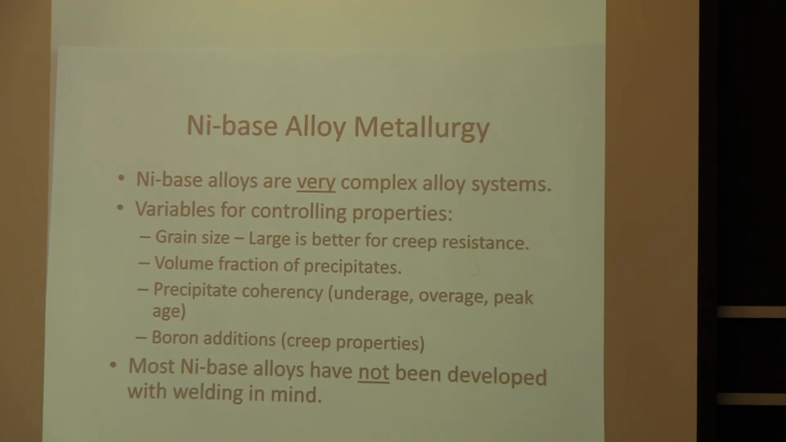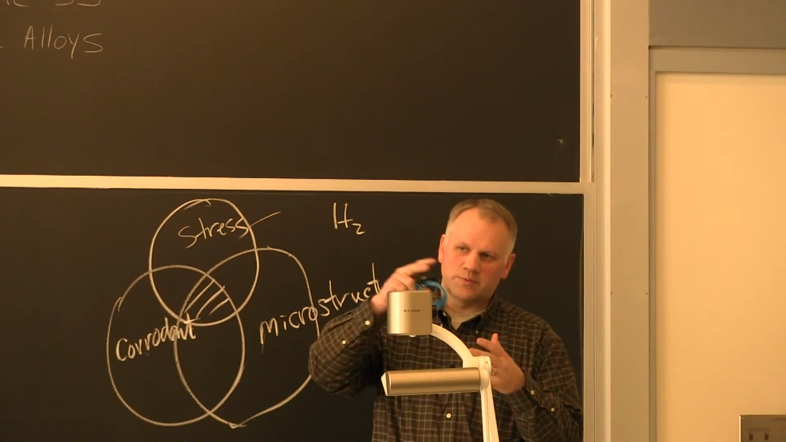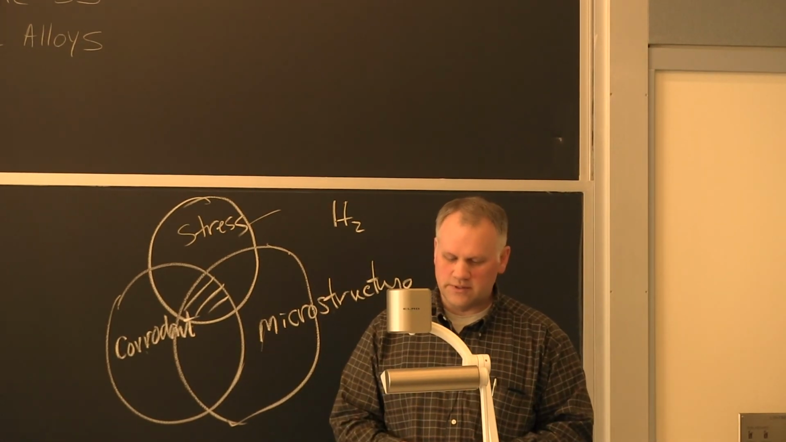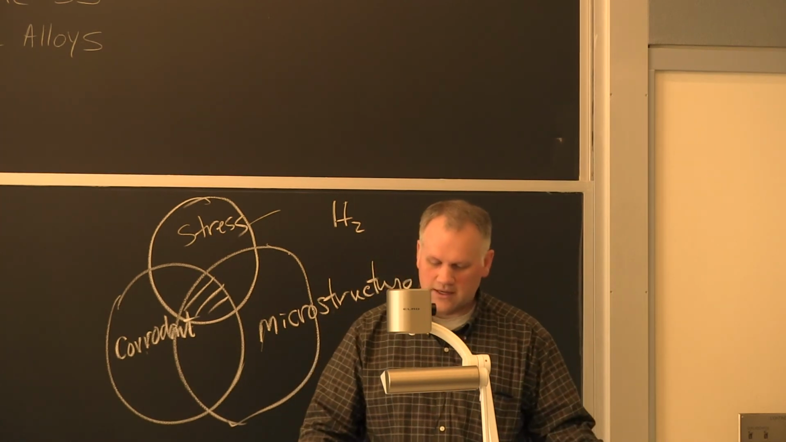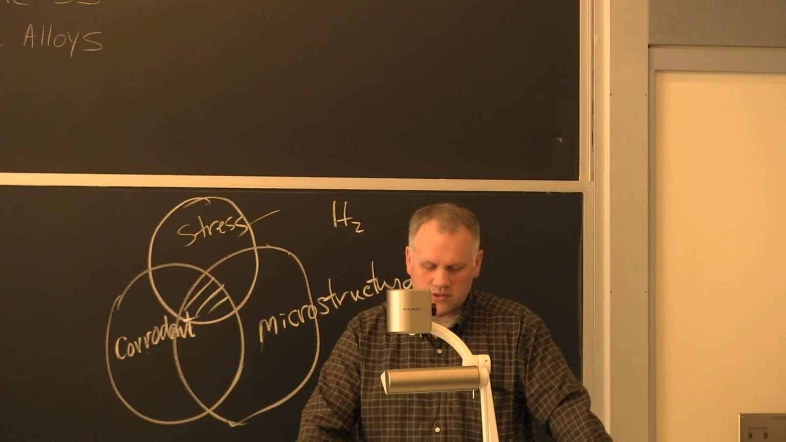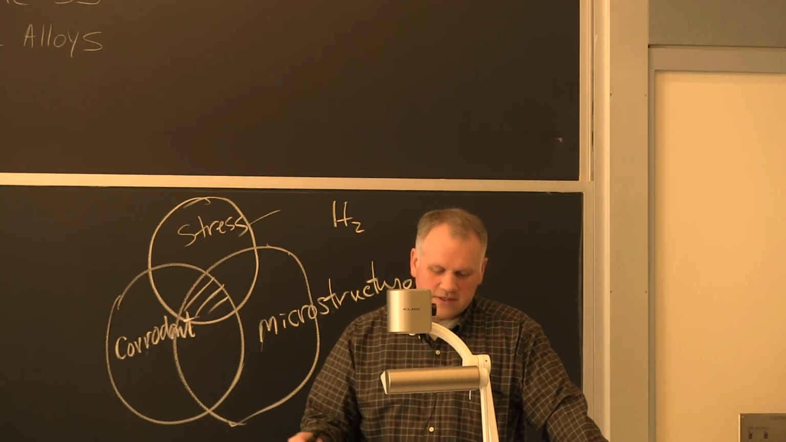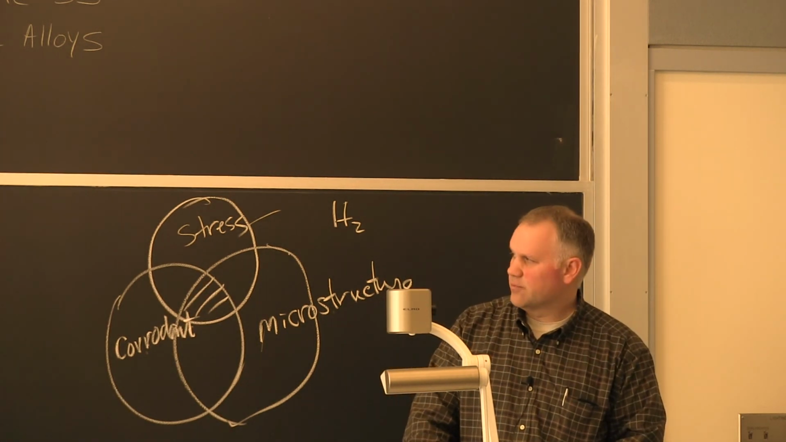If you've overaged them, you've grown them to where they're too big and they're not providing the strength that you want. And there's something called a peak age, in which you've grown those precipitates to a certain point where you've strengthened the material to its peak strength. And so those are all things that can be controlled when you're controlling the properties of the alloy. Another thing that's often done to control creep properties is the addition of boron.